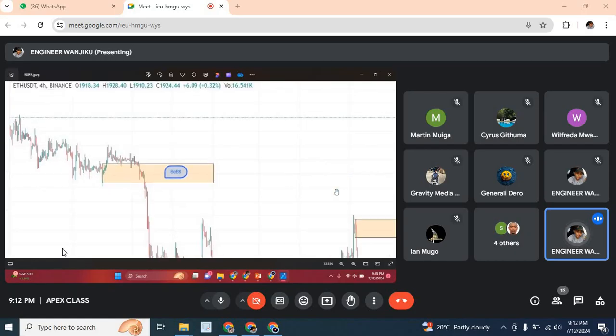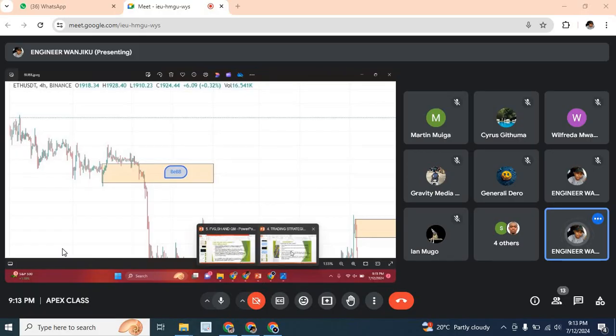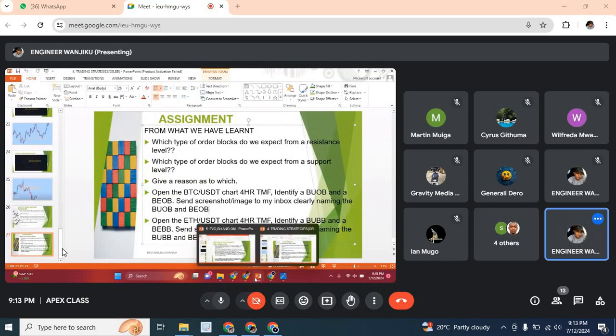So that was basically what was expected from the assignment, and that was now POIs. What we did yesterday was a type of POI, which is the order block and the breaker blocks.